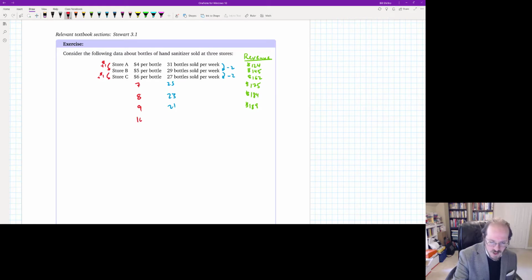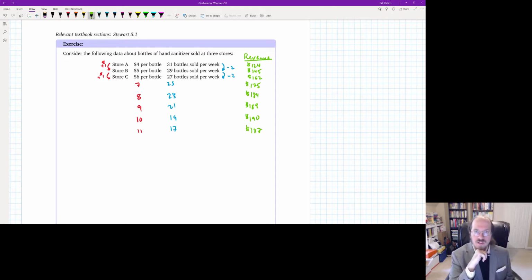Keep it going. $10 per bottle, and now at 19 bottles per week, that'll give us a revenue of $190. And so things are kind of starting to taper off a little bit. Let's go one more. Let's say we sell it at $11 per bottle. Then $11 per bottle, that means we would expect to sell 17 bottles per week. And now that's only going to give us $187 in revenue.